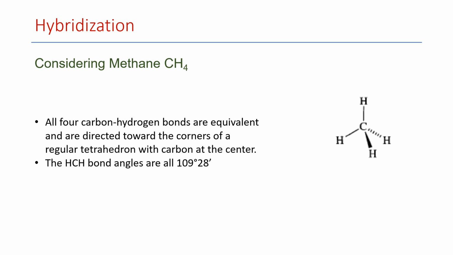So we were talking about alkanes, and the simplest alkane we're going to talk about is methane. All carbon-hydrogen bonds are equivalent. All are directed toward the corners of a regular tetrahedron with the carbon at the center. And the bond angle here, hydrogen-carbon-hydrogen, is around 109 degrees 28 minutes.